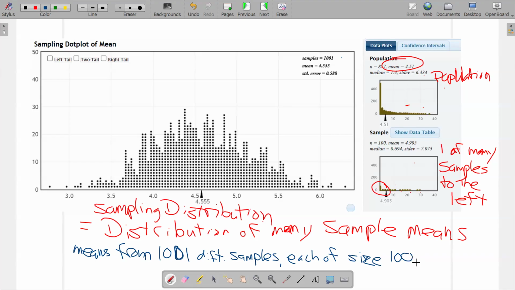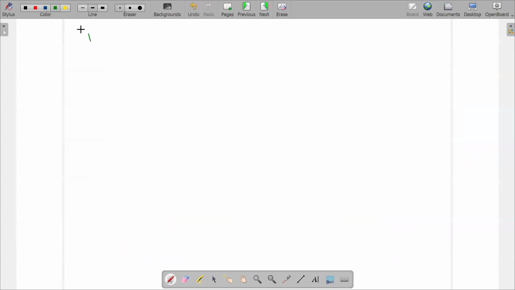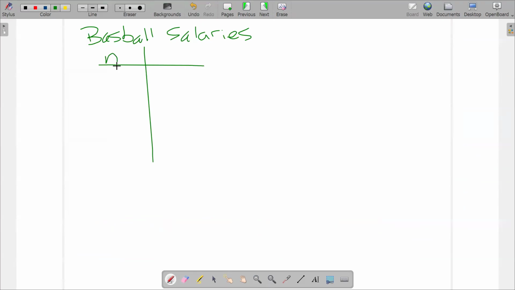What I want to do is take a look at the spread here. To look at the spread, I've got to go back to StatKey. Actually, the standard error is good enough. So I have a standard error up there of 0.588. So, new page. This is baseball salaries. Make salary as 1L. What I want to do is look at the sample size n versus the standard error. I have a sample size of 100, and my standard error is 0.588-ish.